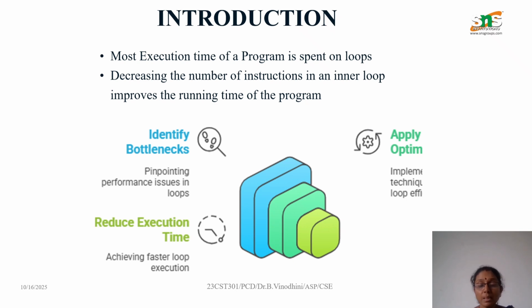The main objective is to identify the bottlenecks, pinpointing where the performance is lagging in the particular statement. After identifying the bottleneck, we select the correct optimization techniques and apply them in the particular loop, and that will reduce the execution time and improve the performance of the program.